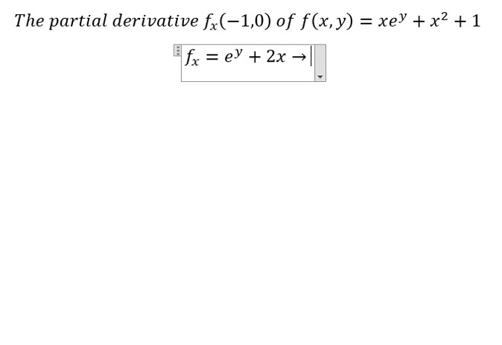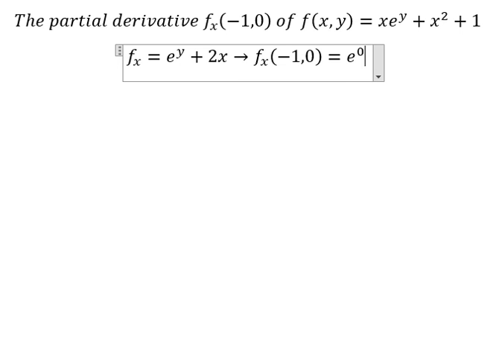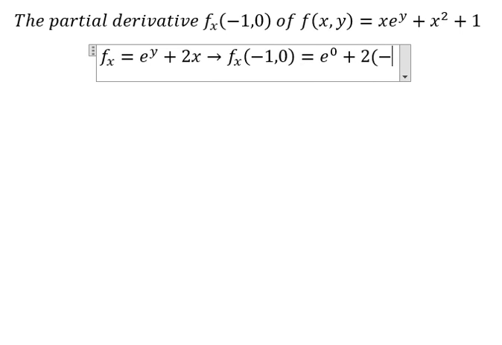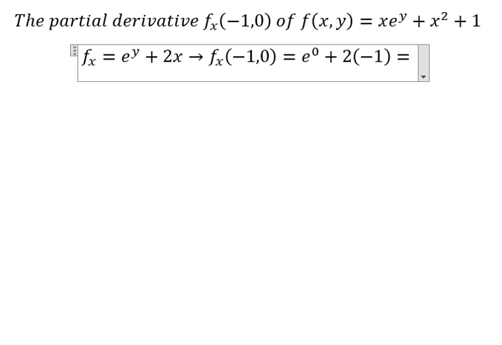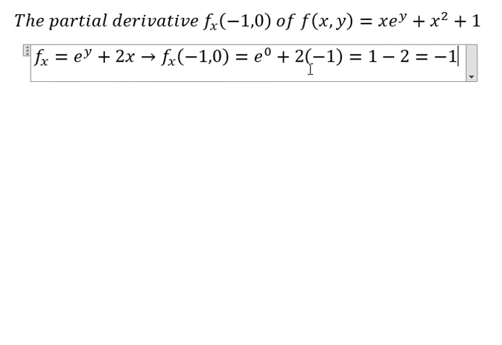And now we just put the value s equal to negative number 1 and y equal to number 0 in here. And we have e to the power of 0 plus 2 multiplied by negative number 1. So we have 1 minus 2 and we have negative number 1. And that is the final answer.